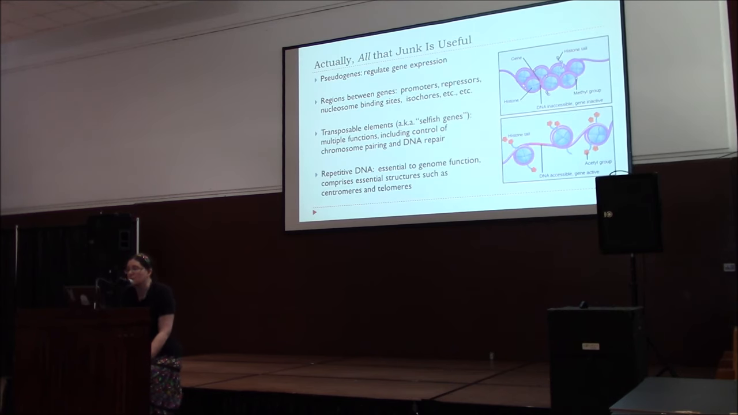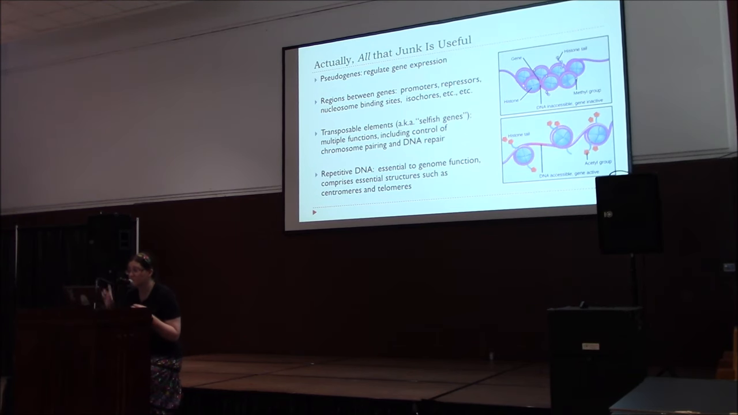Okay, and it turns out that as we research more and more and more, all the things that scientists thought were junk are actually useful. So pseudogenes are something they throw out a lot. These are things that look like genes but aren't. They're actually incredibly involved in regulating that whole process of what genes get made when and where, which is called gene expression. So they're not useless. They have a function, it's just not the same as a gene. They said, well, okay, regions between the genes are useless. Well, no, that's where you have the promoters, which tell you when to start transcribing something, and the repressors, which tell you to not transcribe something, and the nucleosome binding sites that are pictured up here.